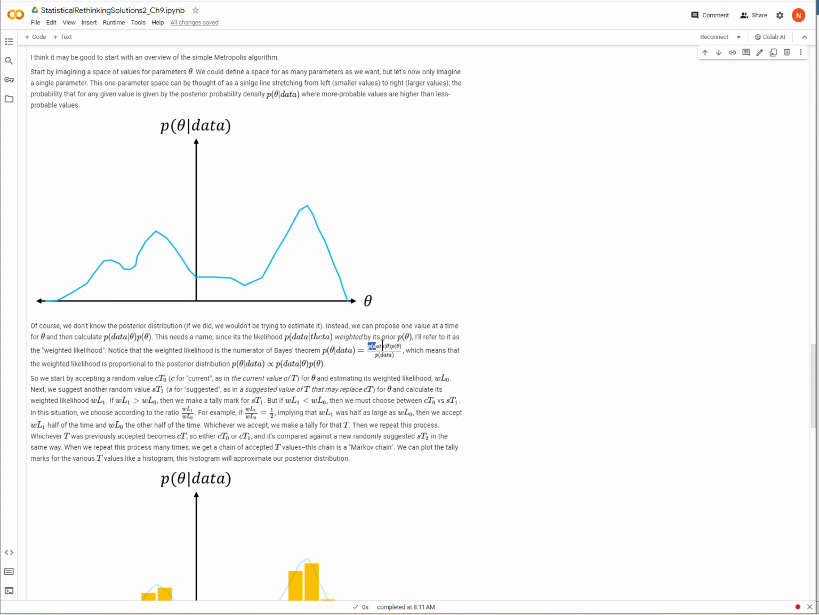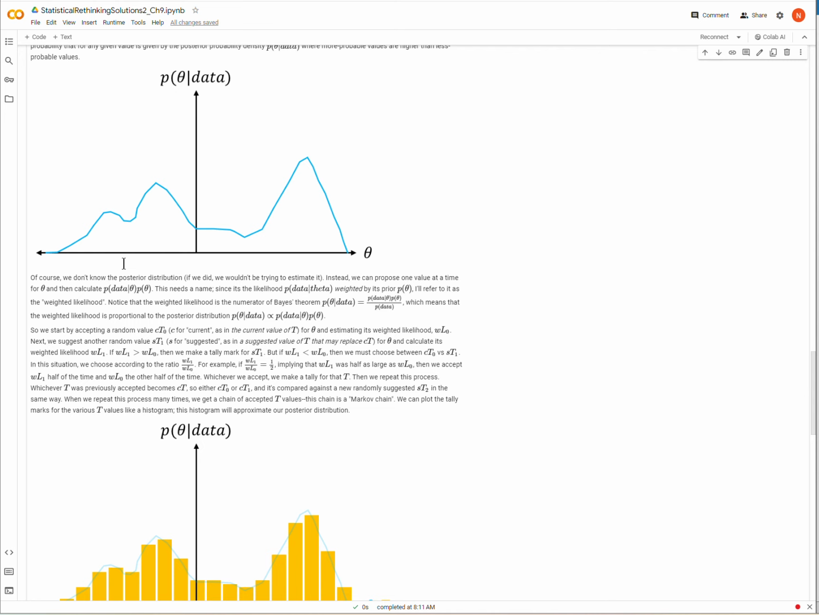Now, because this needs a name, I'm not going to call it the numerator, or I might, but I'm going to call it the weighted likelihood. I don't think it goes by that name, but I'm going to call it that because it's the likelihood weighted by the prior. So if I say weighted likelihood, that's what I'm referring to. And again, the weighted likelihood is proportional to the posterior distribution.